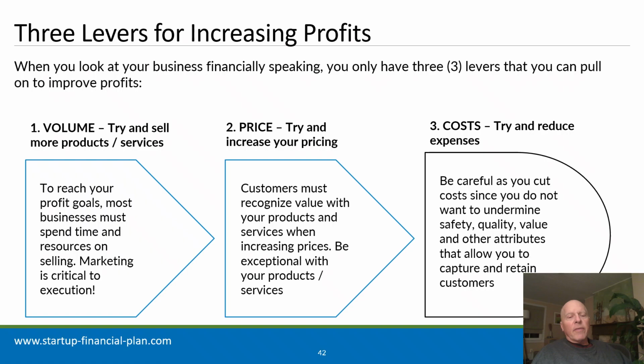I mean, you only have 3 levers you can pull on to increase profits when you look at the financial model. You either increase the volume, you increase the price, or you lower the cost and expense. That's it. Because volume times price equals sales revenue, and sales revenue less the cost and expense is the profit. So if you want to run the financial model and you want to increase the profit, you only got 3 levers you can pull on.